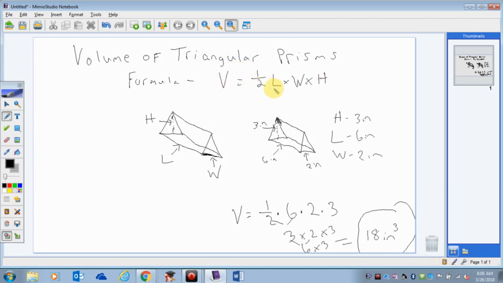So 1/2 of length times width times height is going to give you the volume of a triangular prism, which is basically, if you were trying to fill this thing up, if you took off one of the ends and filled it up with water, the volume is how much you could put in it. So you could put in 18 inches cubed, or inches to the third power, or cubic inches, however you would like to say it.